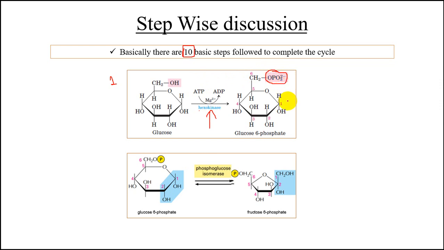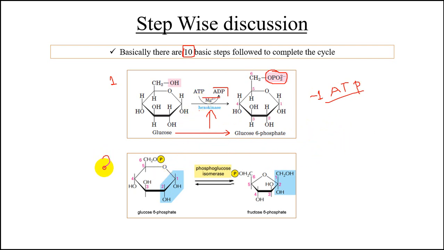The phosphate group is added, and it is derived from ATP. So one ATP is consumed in this process of phosphorylation. Minus one ATP. Here the magnesium ion helps to shield the negative charge from the phosphate on the ATP. The ATP is consumed and ADP is formed here. So this is the first step: glucose is converted to glucose 6-phosphate and 1 ATP is consumed in the process.